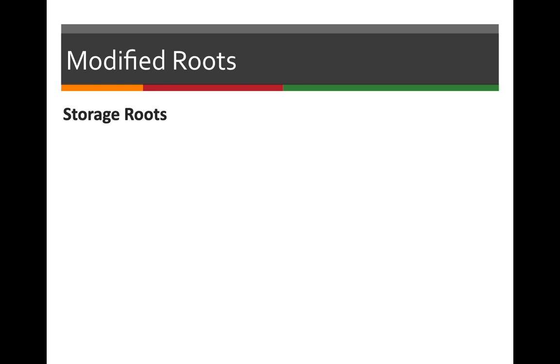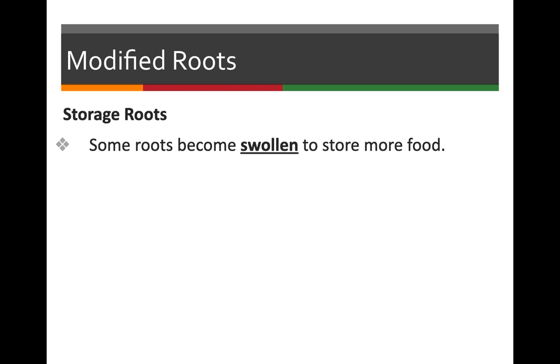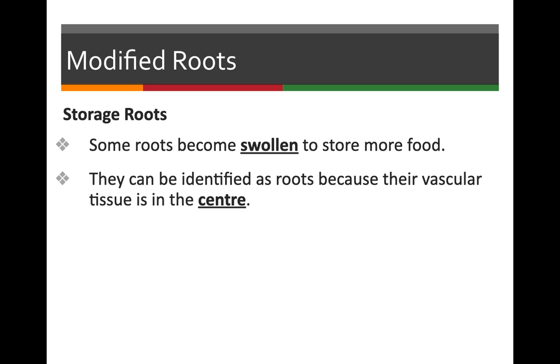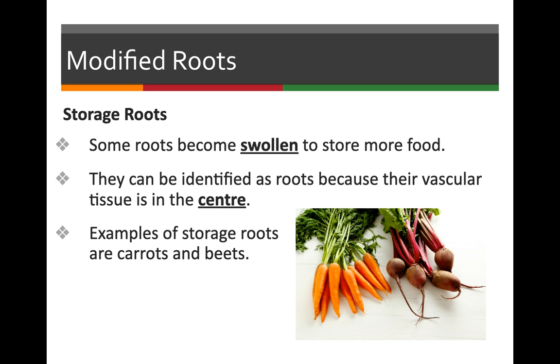So now looking at modified roots. The one type of modified root we're going to look at is our storage roots, which you're probably pretty familiar with. Some roots become swollen in order to store more food, and they can be identified as roots because their vascular tissue is in the center, unlike the stems, which were in a ring. Examples of storage roots are things like carrots and beets, and there's quite a lot of other examples.